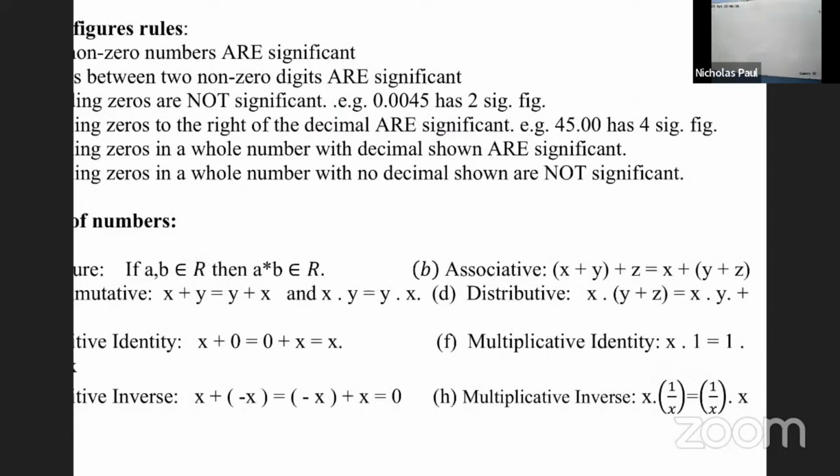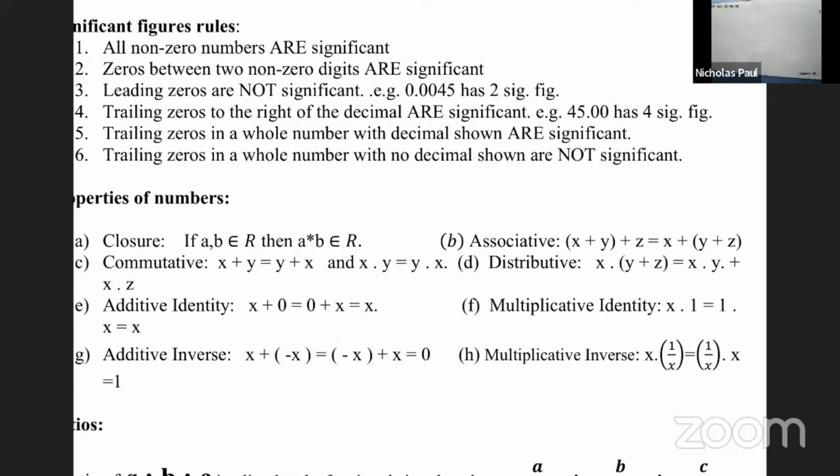Next one. Trailing zeros to the right, and here's the important thing, of a decimal are significant. So you see this here? See how you have 4, 5, and you have trailing zeros, right? These are not trailing zeros because there's a 0 before it. Okay? After the 4 and 5 and decimal place, all these values here are significant.